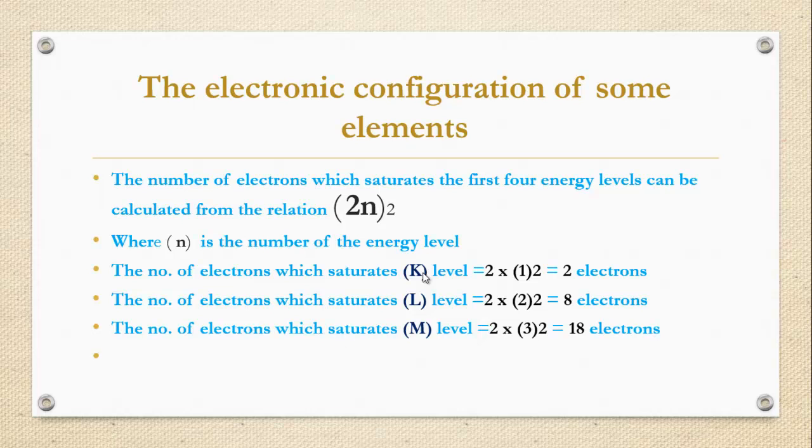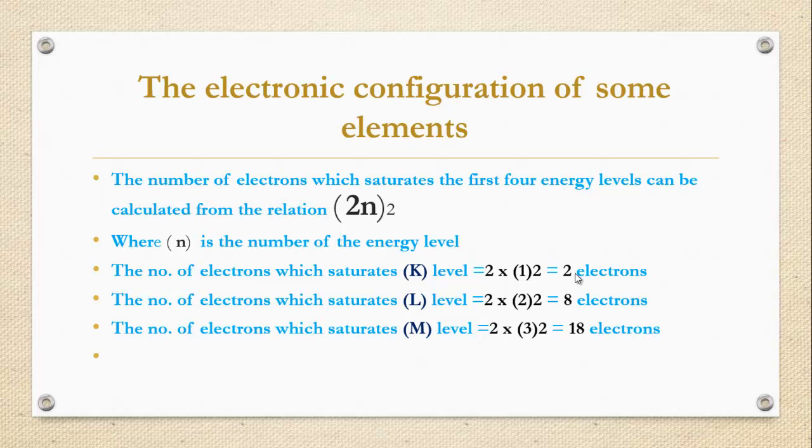How? 2 times n, in this case equal 1. Why? Because the K level is the first energy level. Its order equals 1. So, 2 times 1 power 2. 1 power 2 means 1 times 1, which equals 1. Times 2 equals 2. So the K level is saturated with 2 electrons.